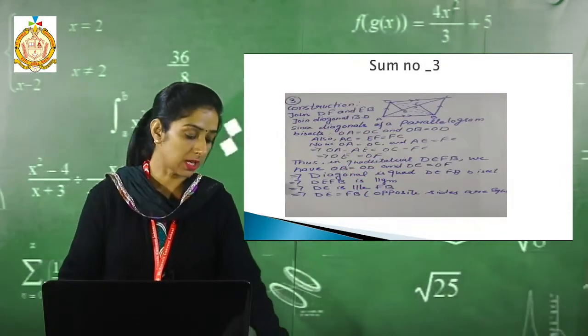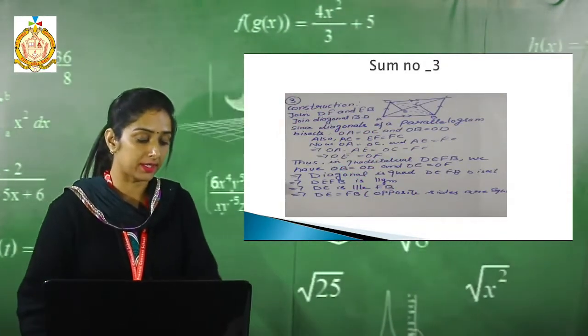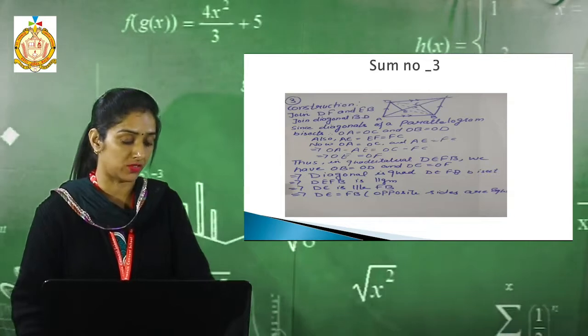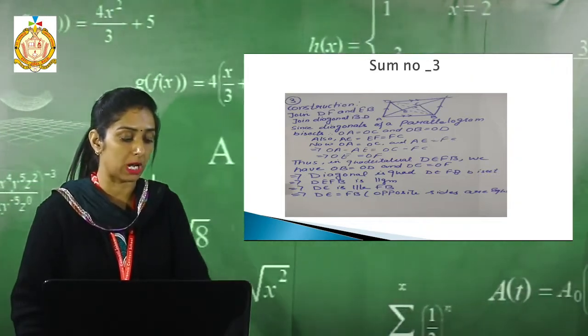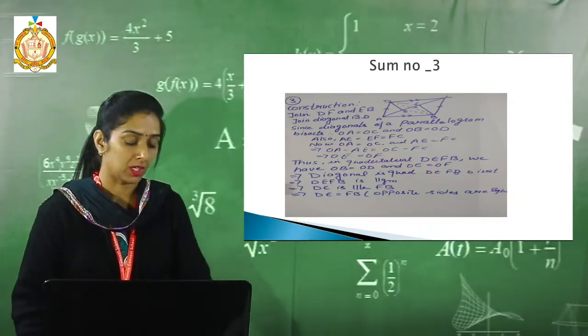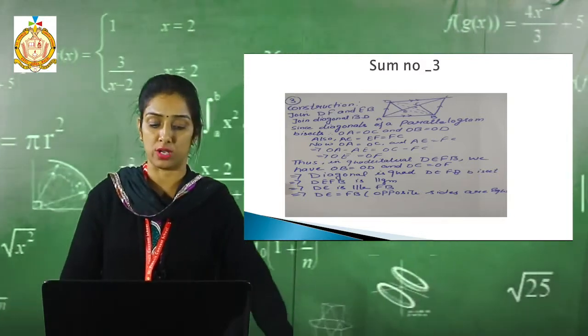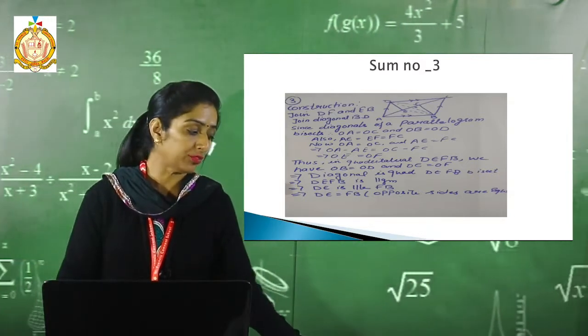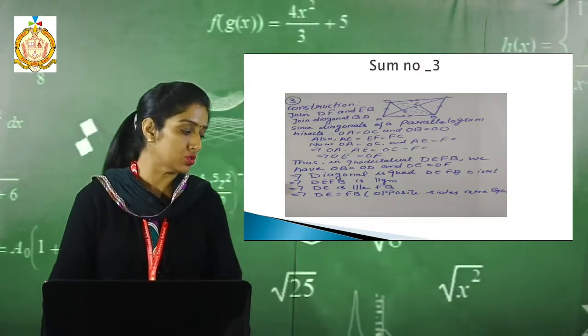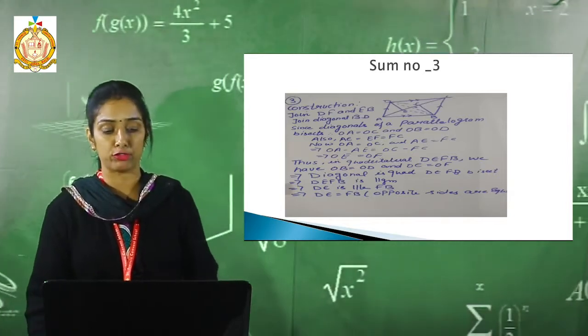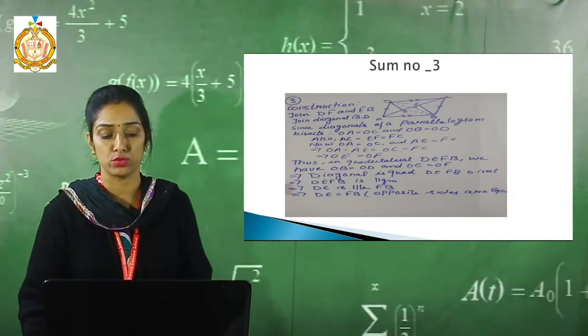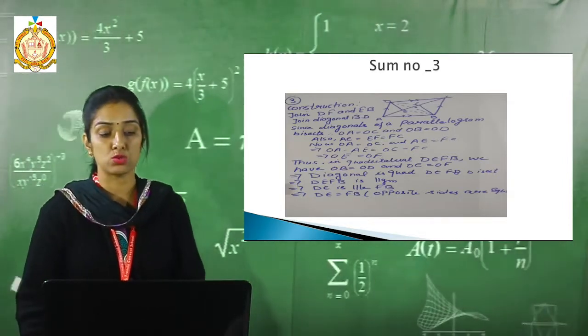Now see sum number 3. The diagonals, the alongside figure shows a parallelogram ABCD in which AE is equal to EF is equal to FC. Prove that DE is parallel to FB. First of all, we have to prove that DE is parallel to FB.